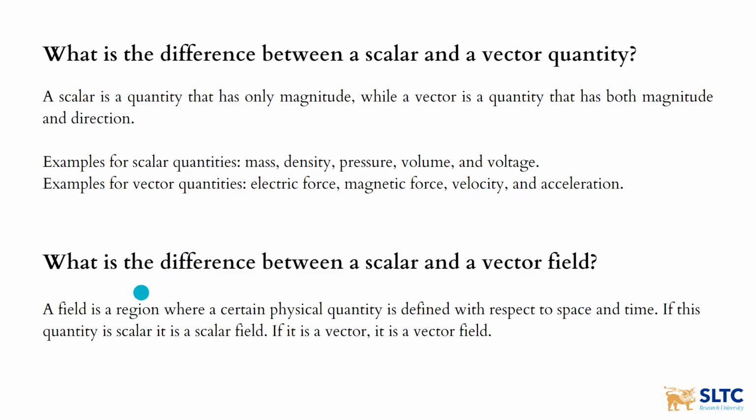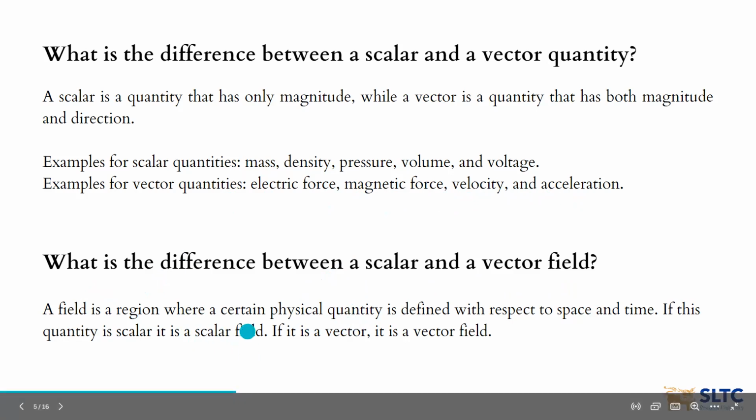The difference between a scalar and a vector field is basically that the physical quantity that we define in the region is a scalar in a scalar field, and the quantity is a vector if it is a vector field.